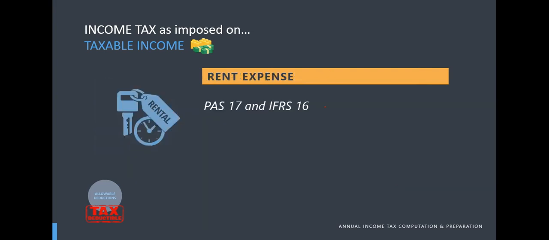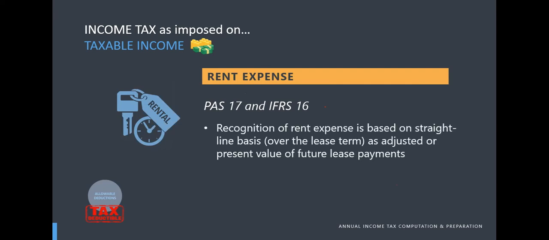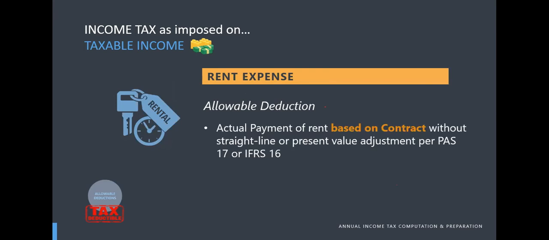Rent expense. So rent expense under PAS 17 or IFRS 16 recognizes rent based on the straight line basis or the present value of future lease payments. However, for BIR purposes, the allowed deduction is based on the actual payment of rent based on contract, without straight line or present value adjustments per PAS 17 or IFRS 16.